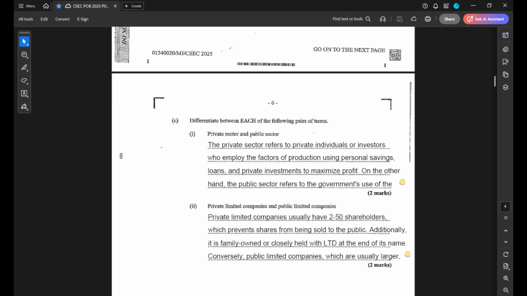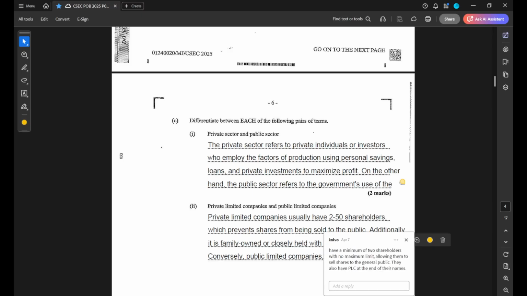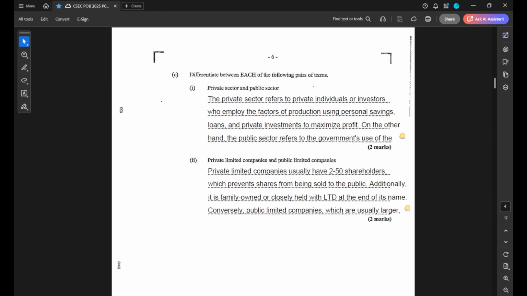Conversely, public limited companies, which are usually larger, have a minimum of 2 shareholders with no maximum limit, allowing them to sell shares to the general public. They also have PLC at the end of their names, usually. Okay? Usually.